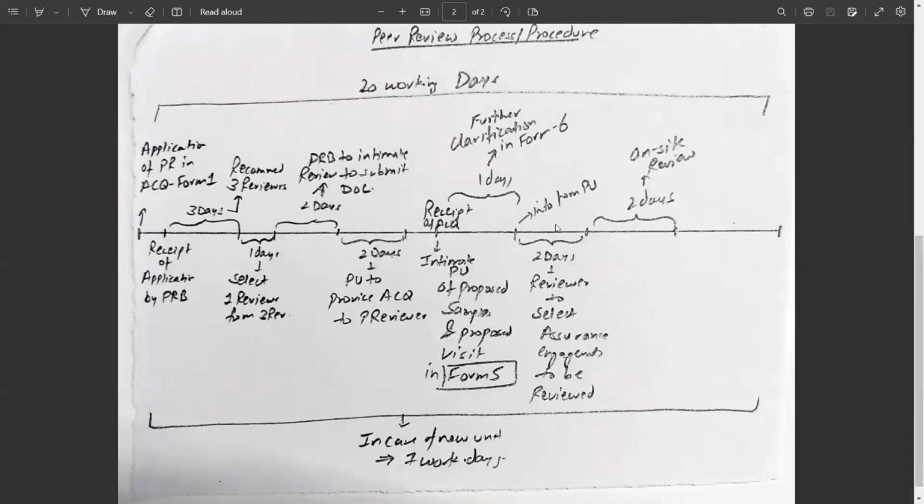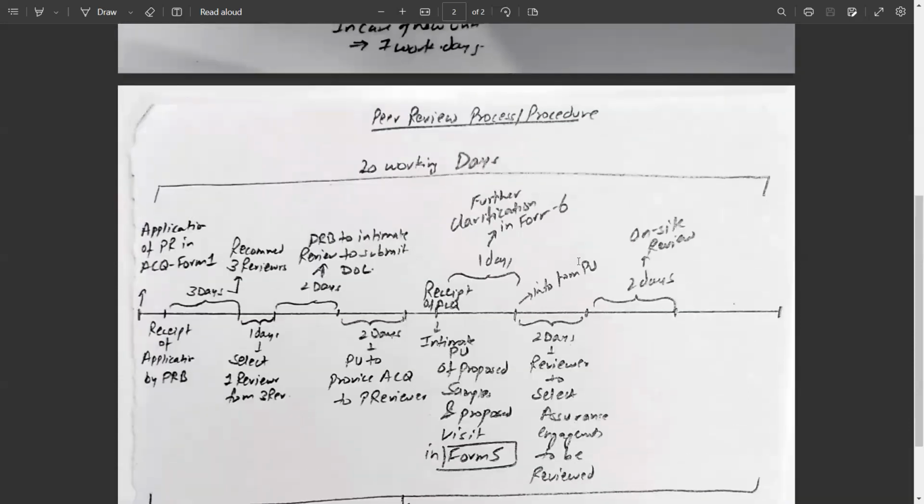After further clarification, within 2 days, the reviewer is to select assurance engagements to be reviewed. So after receipt of information from the practicing unit, the peer reviewer shall within 2 days select the assurance engagements which are to be reviewed by him, and within 2 days after intimation he shall do an on-site review. So this was the basic procedure for the peer review process.